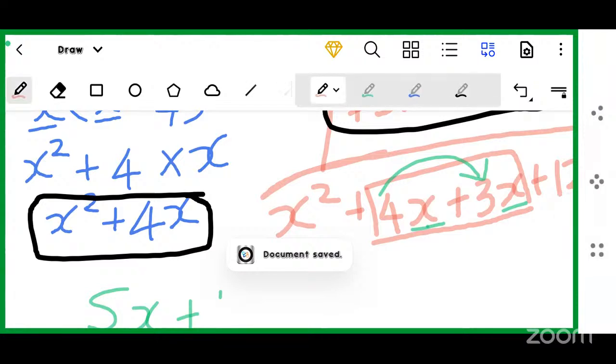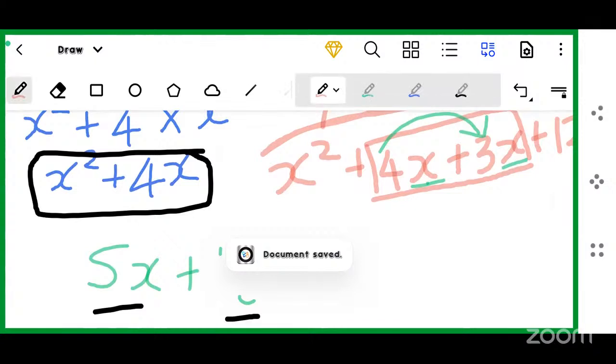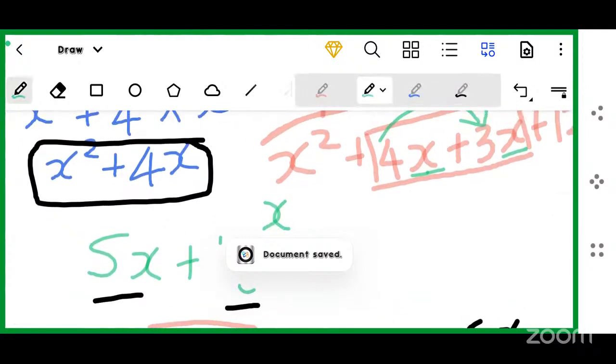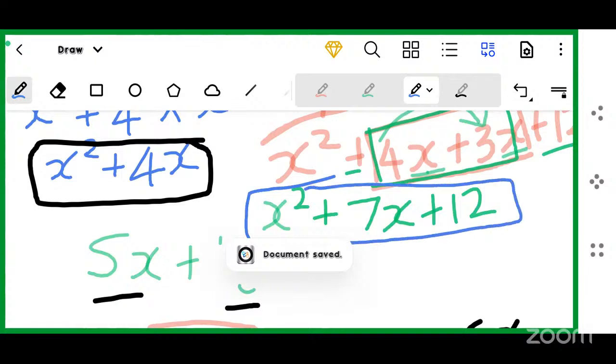Okay, so what you're going to do now, let me check. I can't see my pencil. There we go. You write the first part, which is x squared. So that's what you write first. So it's your x squared, and then you had your plus. You calculated this and found that it's 7x. So you write your 7x, and the last part was plus 12. So it's going to look like this. Are you okay with this part? Yes, ma'am.